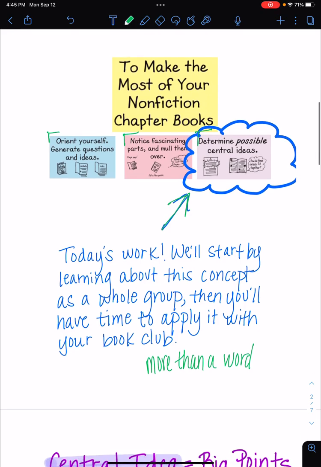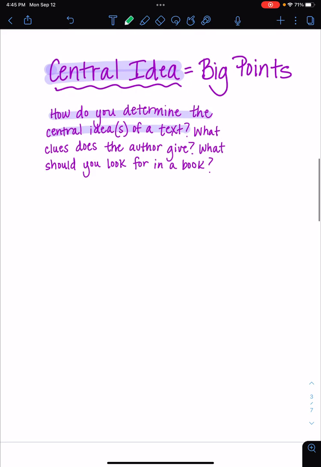Just remember that. All right, so like we said, central ideas are the big points. It asks this question here: how do you determine a central idea for a text, what clues does the author give, and what should you look for in a book? I was just brainstorming some of these things myself, and I know that a lot of these things we could see from what we did when we were orienting ourselves with the text. So we could always look at the book cover. I think the book cover is probably going to give us some clues. The book title also usually gives us some clues.